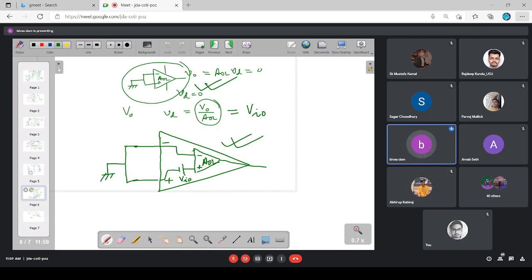But there is a big but. If my application is in the small signal domain, that means my actual signal is of the order of 100 millivolt or 50 millivolt, there we should definitely take care of this input offset voltage. But not always.